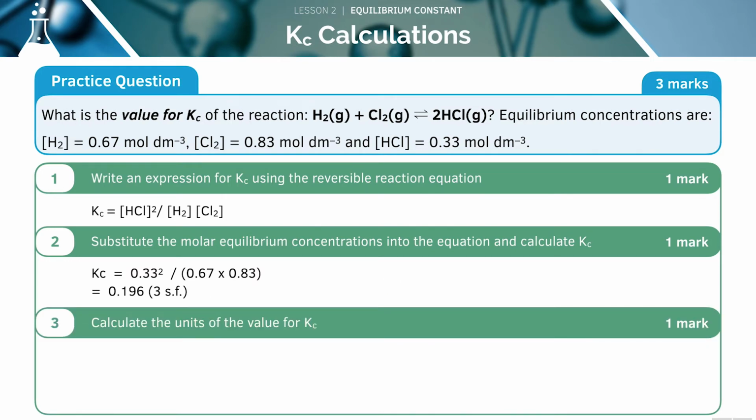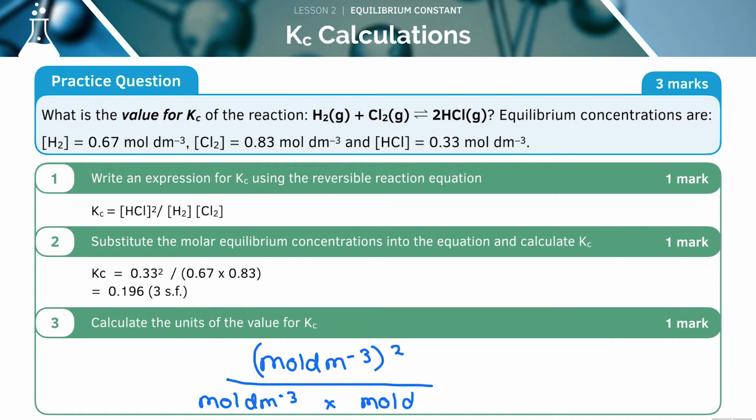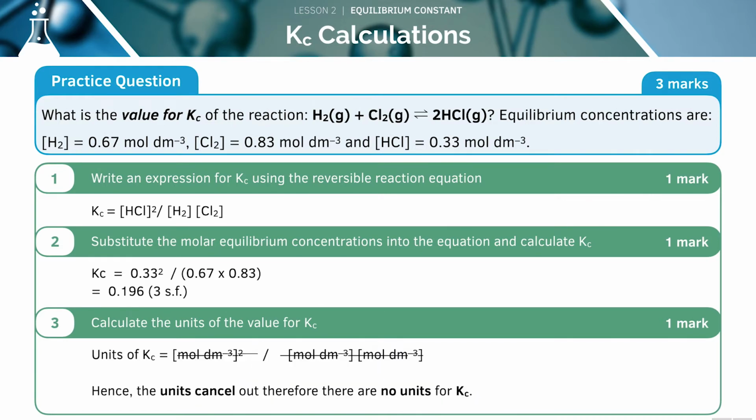Finally, we can calculate the units of the value for Kc by just substituting into the equation with the units without the numbers. So here we would have moles per decimetre cubed squared divided by moles per decimetre cubed multiplied by moles per decimetre cubed. These will all cancel, leaving us with no units.